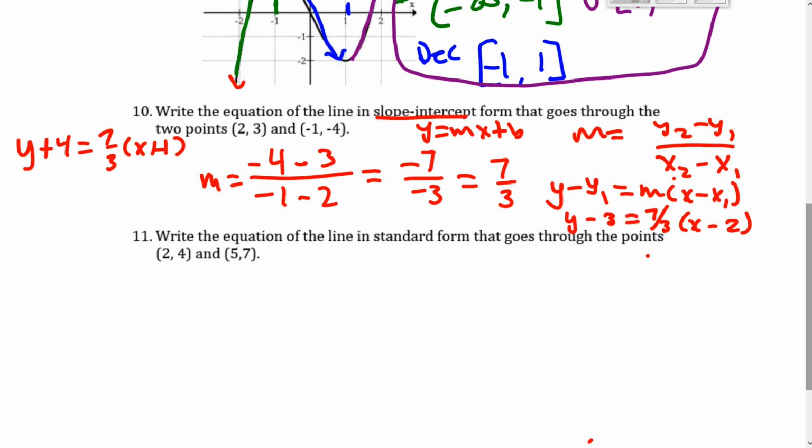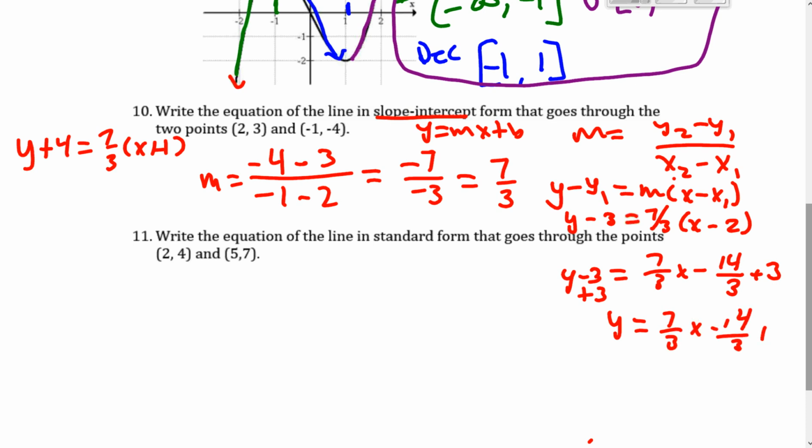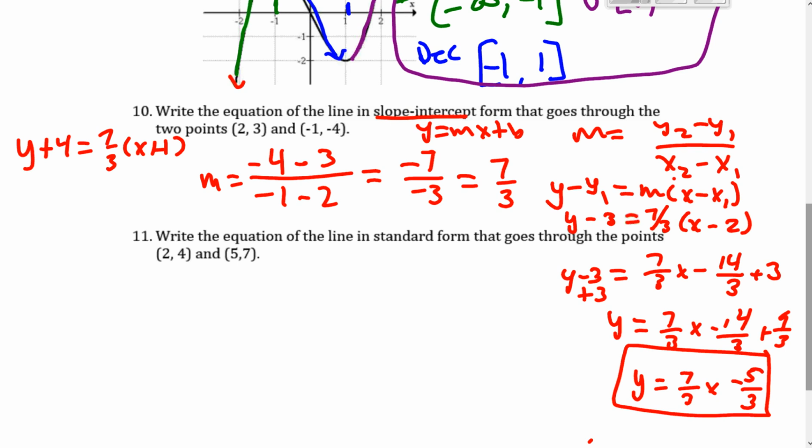Okay, so then we can distribute the 7/3, so we get 7/3 x minus 14/3, equals y minus 3. We can add 3. So adding 3, I need a common denominator here. So 7/3 x minus 14/3 plus 9/3. So that's -5/3. So y equals 7/3 x minus 5/3. So there's my answer. You'd get the same answer on this one as well. It would just simplify to it. So it doesn't matter what point you use.